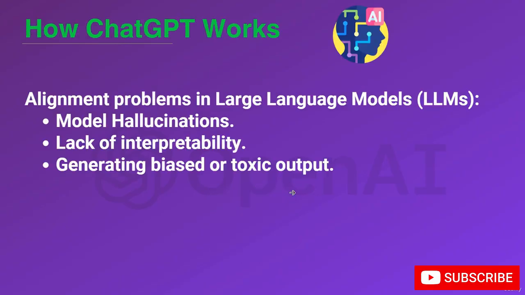The alignment problem in large language models typically manifests as model hallucinations, when the model is making up nonexistent or wrong facts, lack of interpretability, when the humans don't understand how the model arrived at a particular decision or prediction, and generating biased or toxic output. If the language model was trained on biased or toxic data, it may reproduce biased or toxic data in its output, no matter how it is instructed. Let's go ahead and see why a model can produce misalignment.